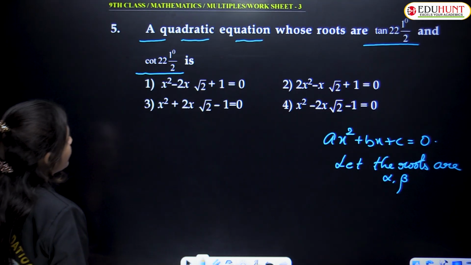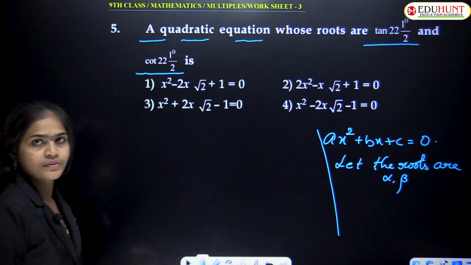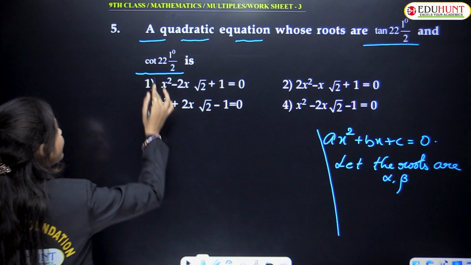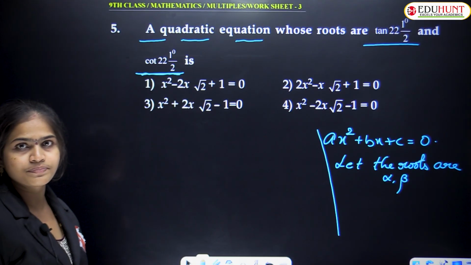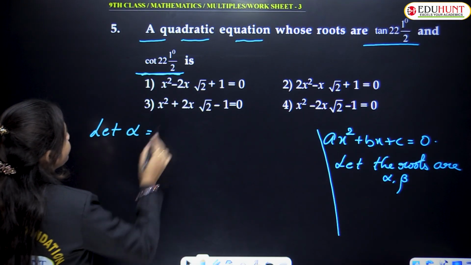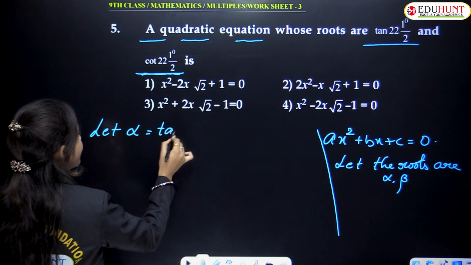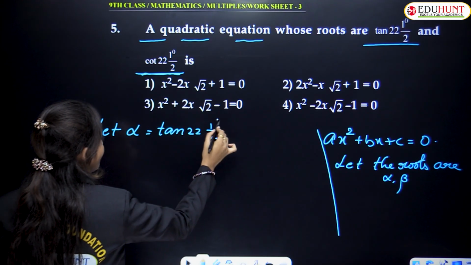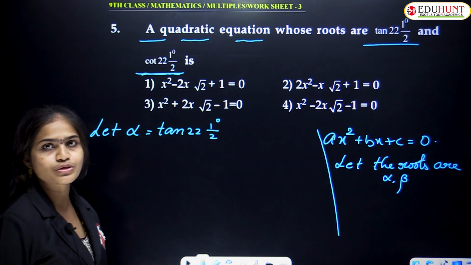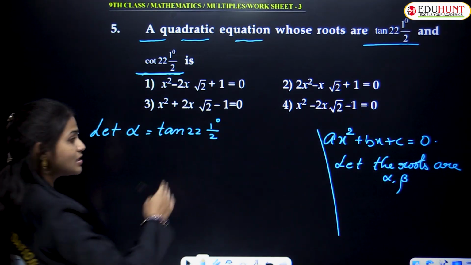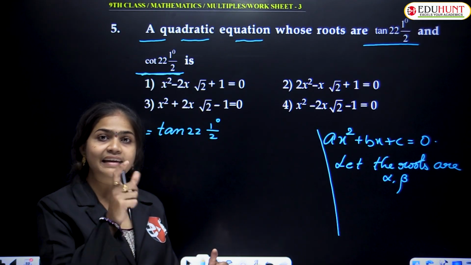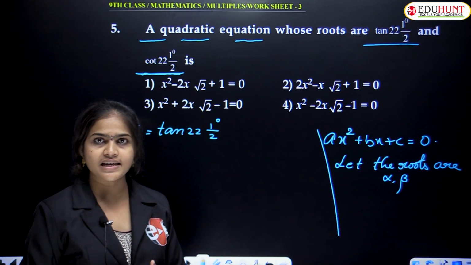Okay, so up to now, see here, they have given the roots. What are the roots? One is tan 22.5 degrees, another one is cot 22.5 degrees. So let alpha be equal to, what is the first root? Tan 22.5 degrees. Why? Because we have taken alpha and beta as the roots. Generally we say alpha and beta are the roots of the quadratic equation. Actually we have to find the roots, but here they have only given the roots. We need to find the equation by using the roots. Understand the question?